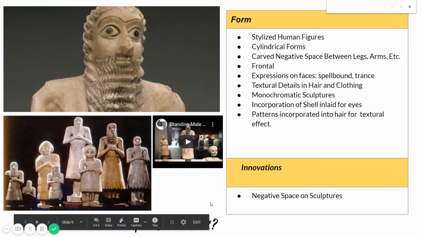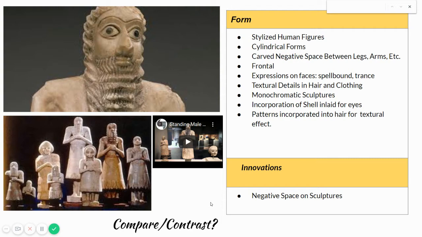So when we look at these figures, now that we're building up our library and our vocabulary, it is going to be so important for us to be able to make connections and take a moment to compare and contrast. When we look at these votive figures, what do you think you automatically compare it with? What does it remind you of?